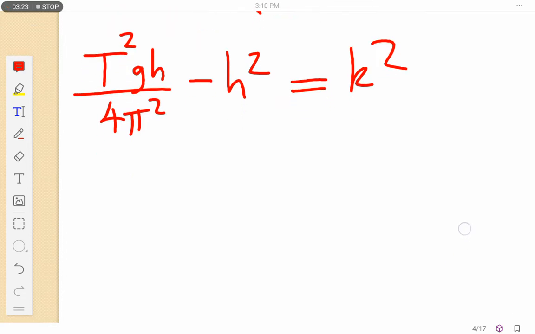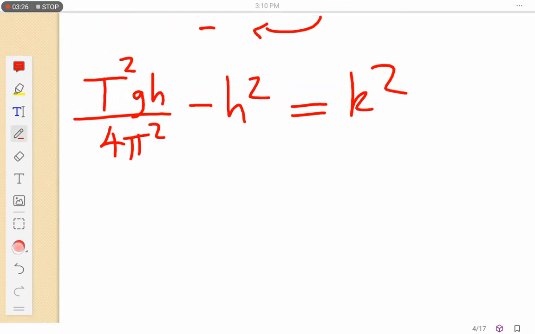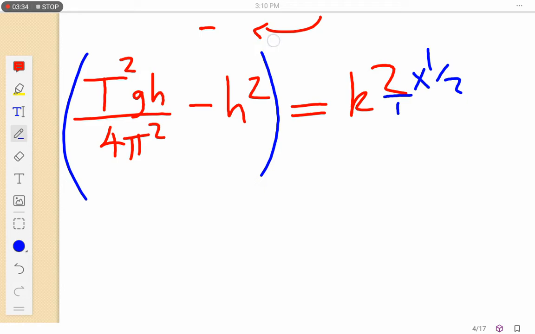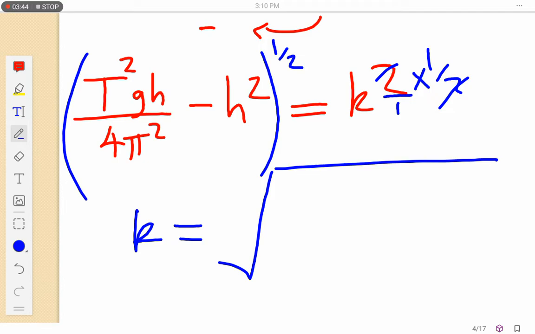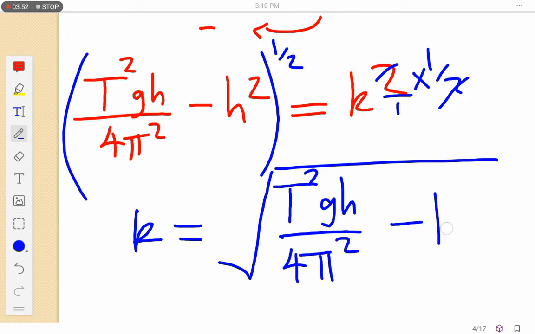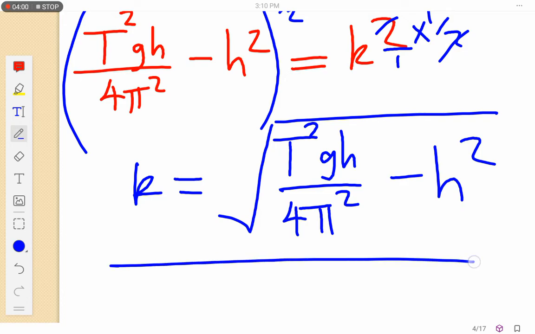Okay, to get my k, I multiply everything by, this is 2 over 1 by half. So I'm going to multiply everything here by half. So this side will cancel off each other. So our k is equal to the square root of everything, that is, T squared gh over 4 pi squared minus h squared. So like that, this is how we have made k the subject of the formula.